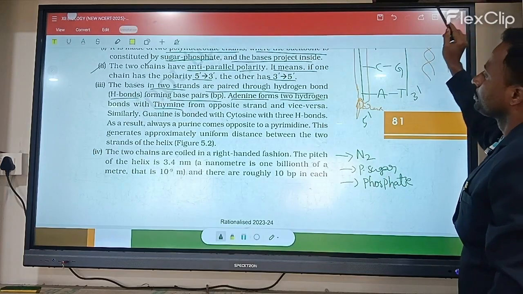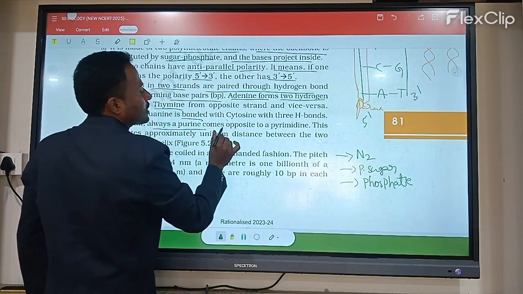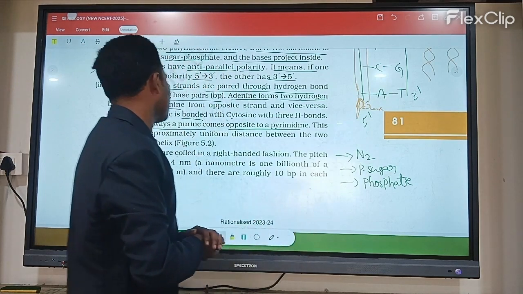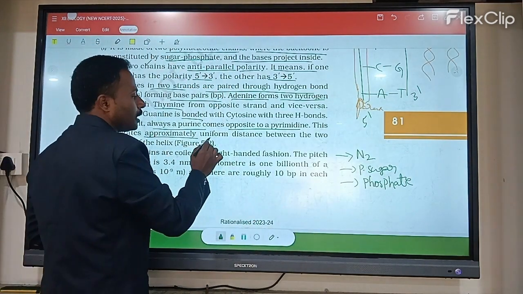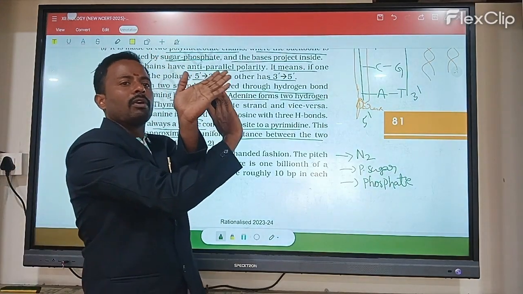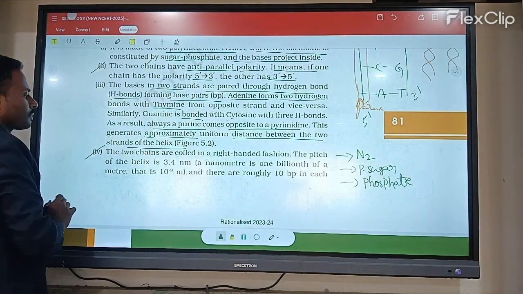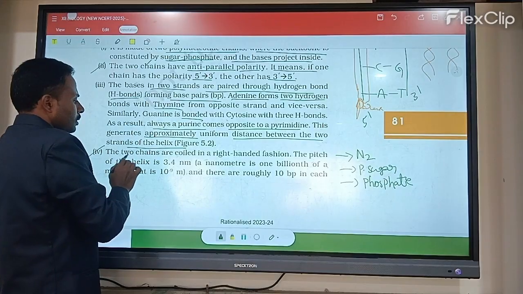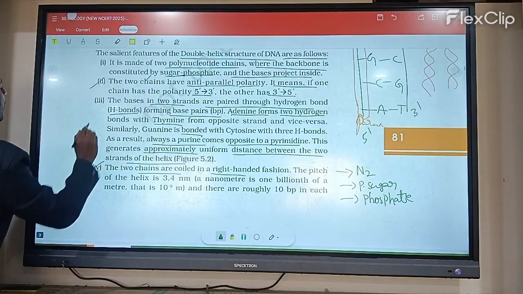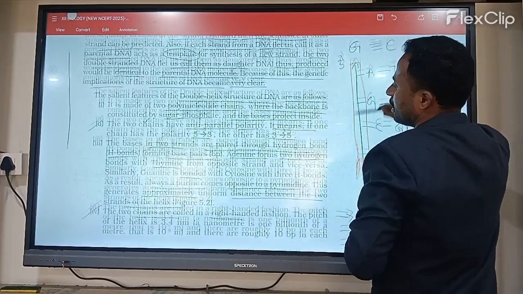Okay. Next, here the purines always come opposite the pyrimidines. Purines come opposite pyrimidines, and this generates approximately uniform distance between the two strands of the helix. So when the helix forms, it forms in an anti-parallel manner. Next, the two chains are coiled in a right-handed fashion. So when you take the two strands, they show a right-handed coil.